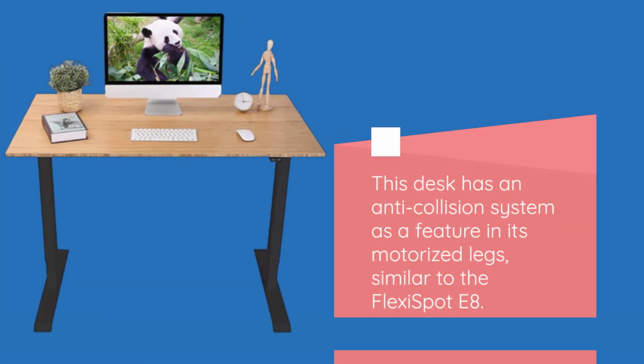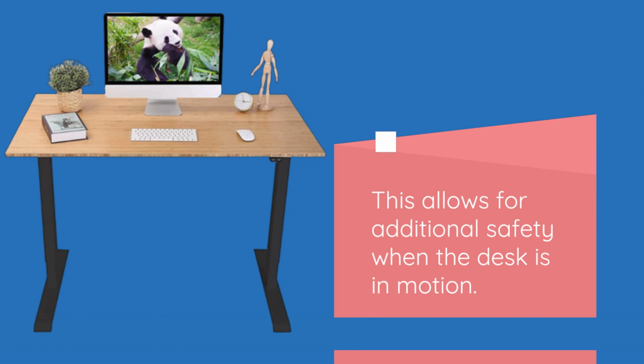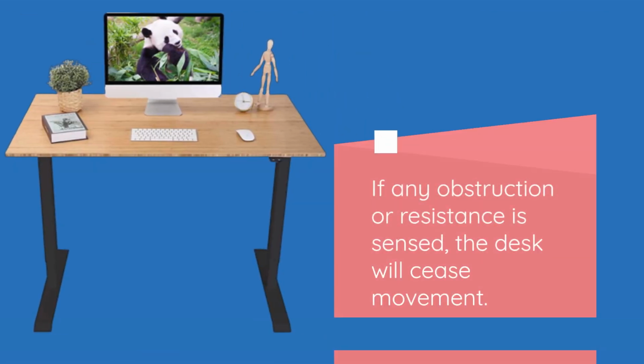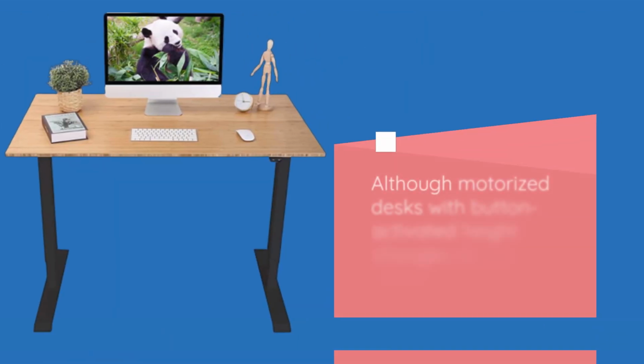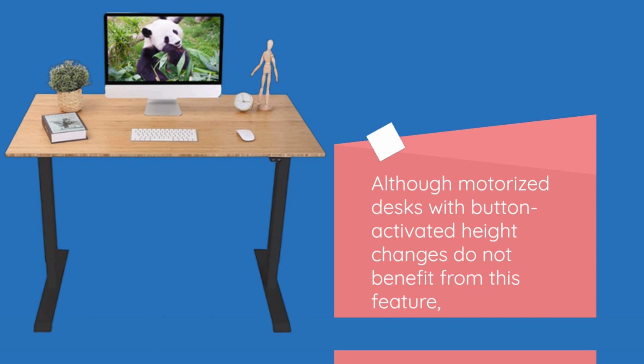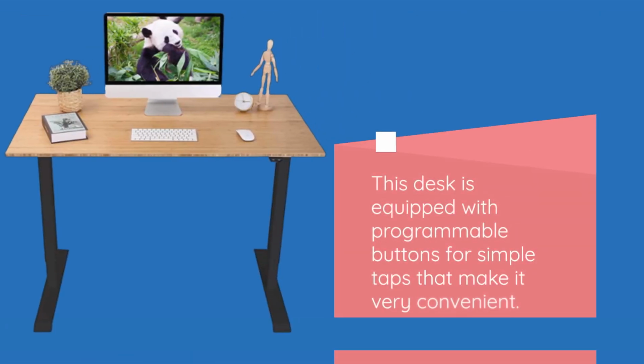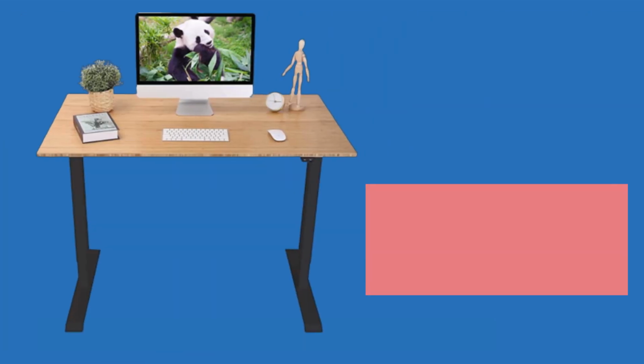This desk has an anti-collision system as a feature in its motorized legs, similar to the Flexispot E8. This allows for additional safety when the desk is in motion. If any obstruction or resistance is sensed, the desk will cease movement. Although motorized desks with button-activated height changes do not benefit from this feature, this desk is equipped with programmable buttons for simple taps that make it very convenient.